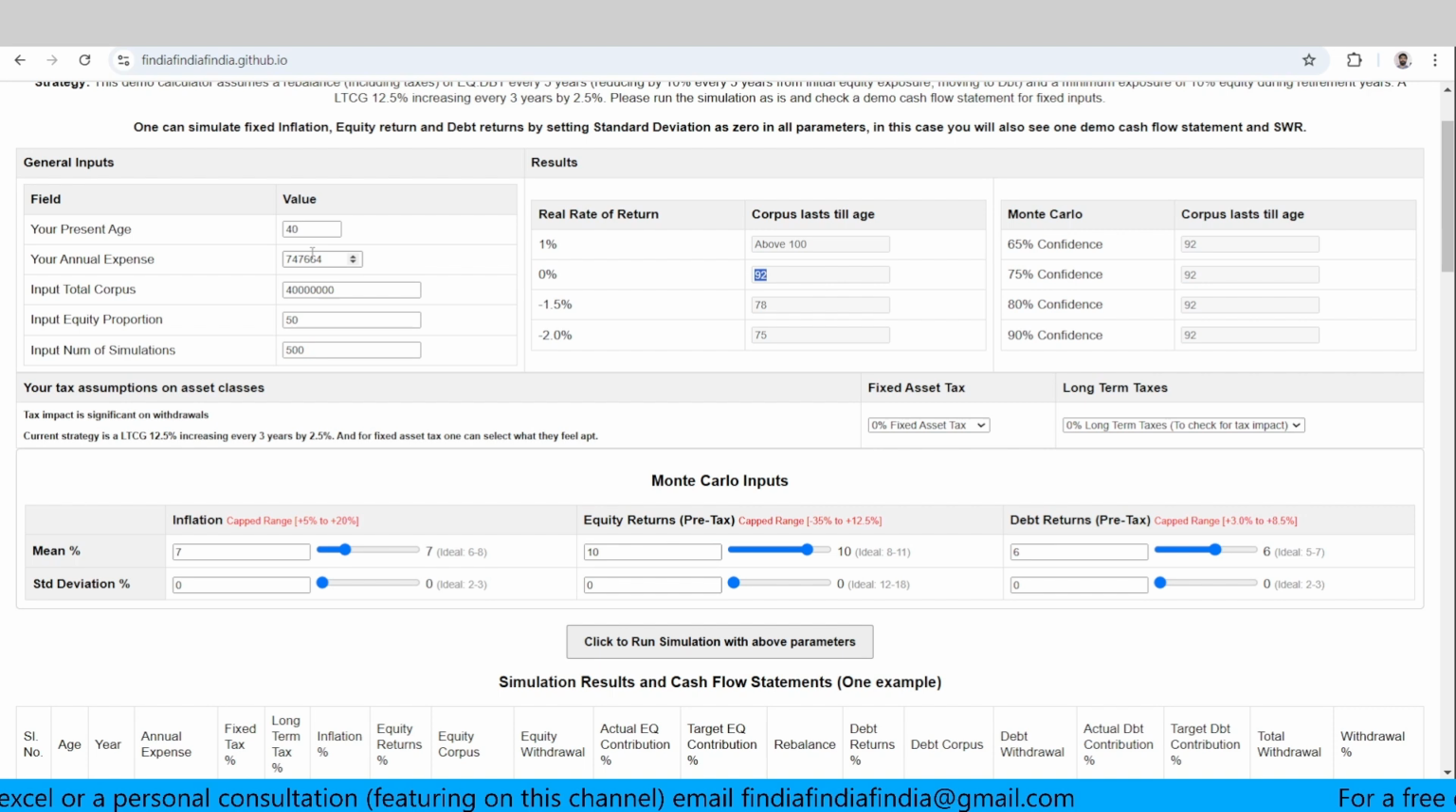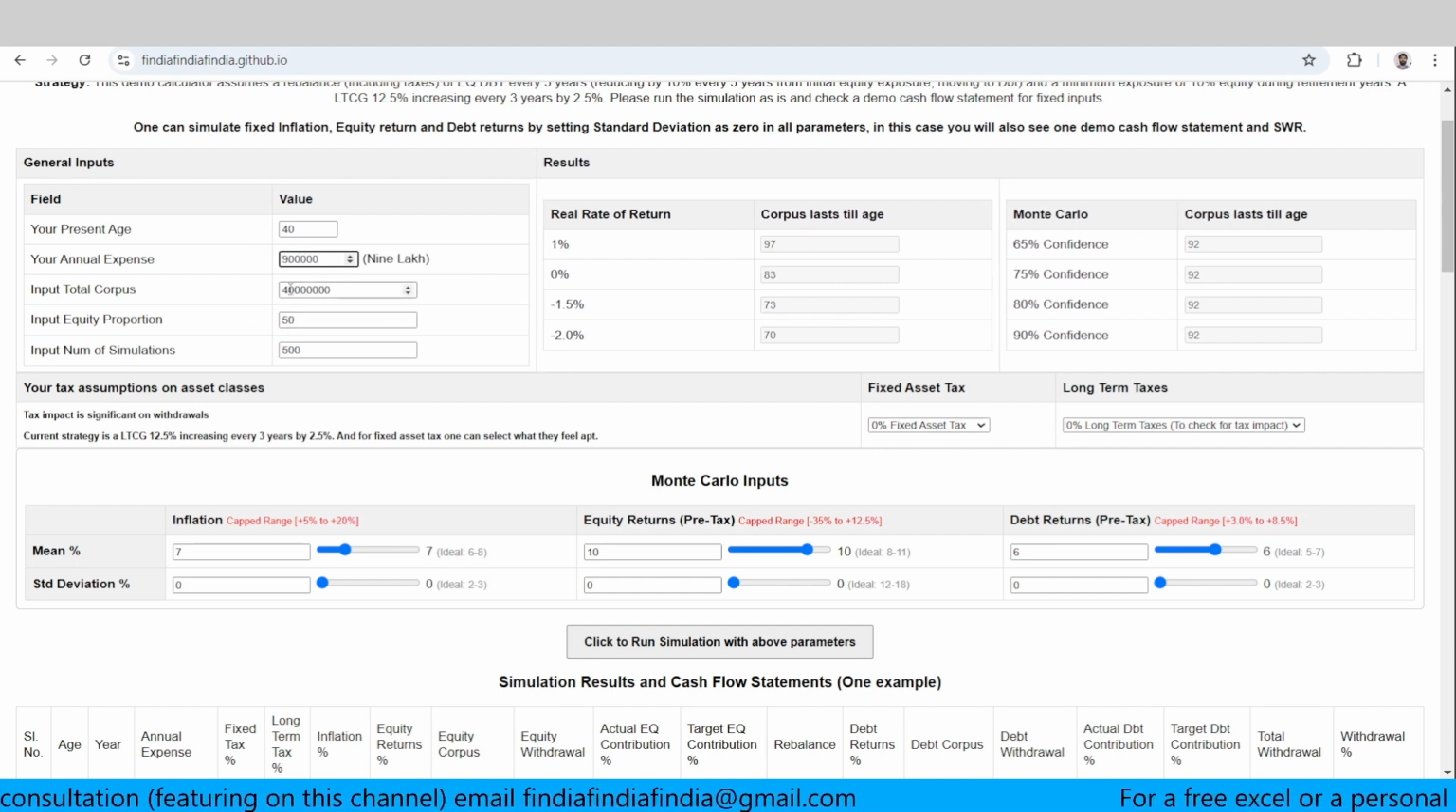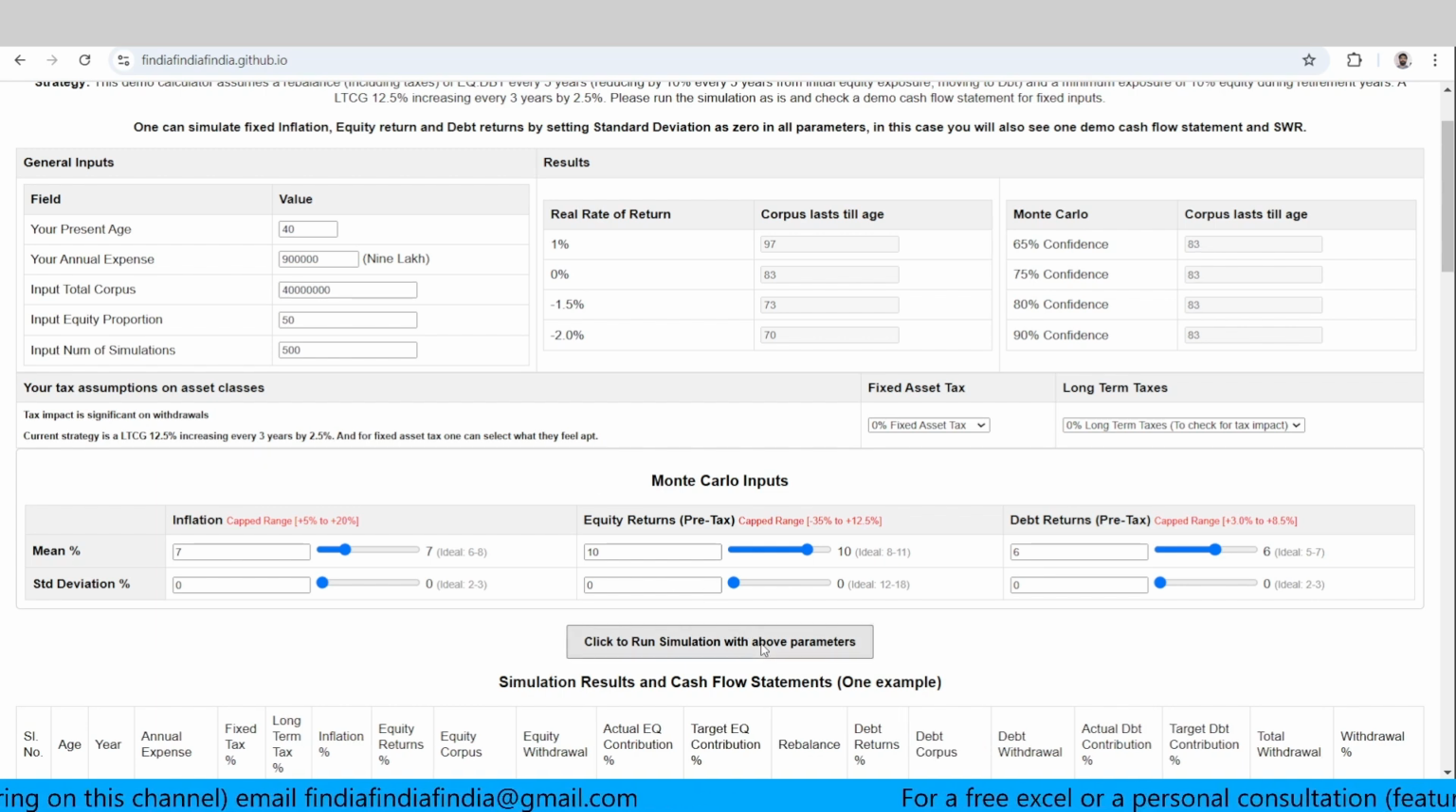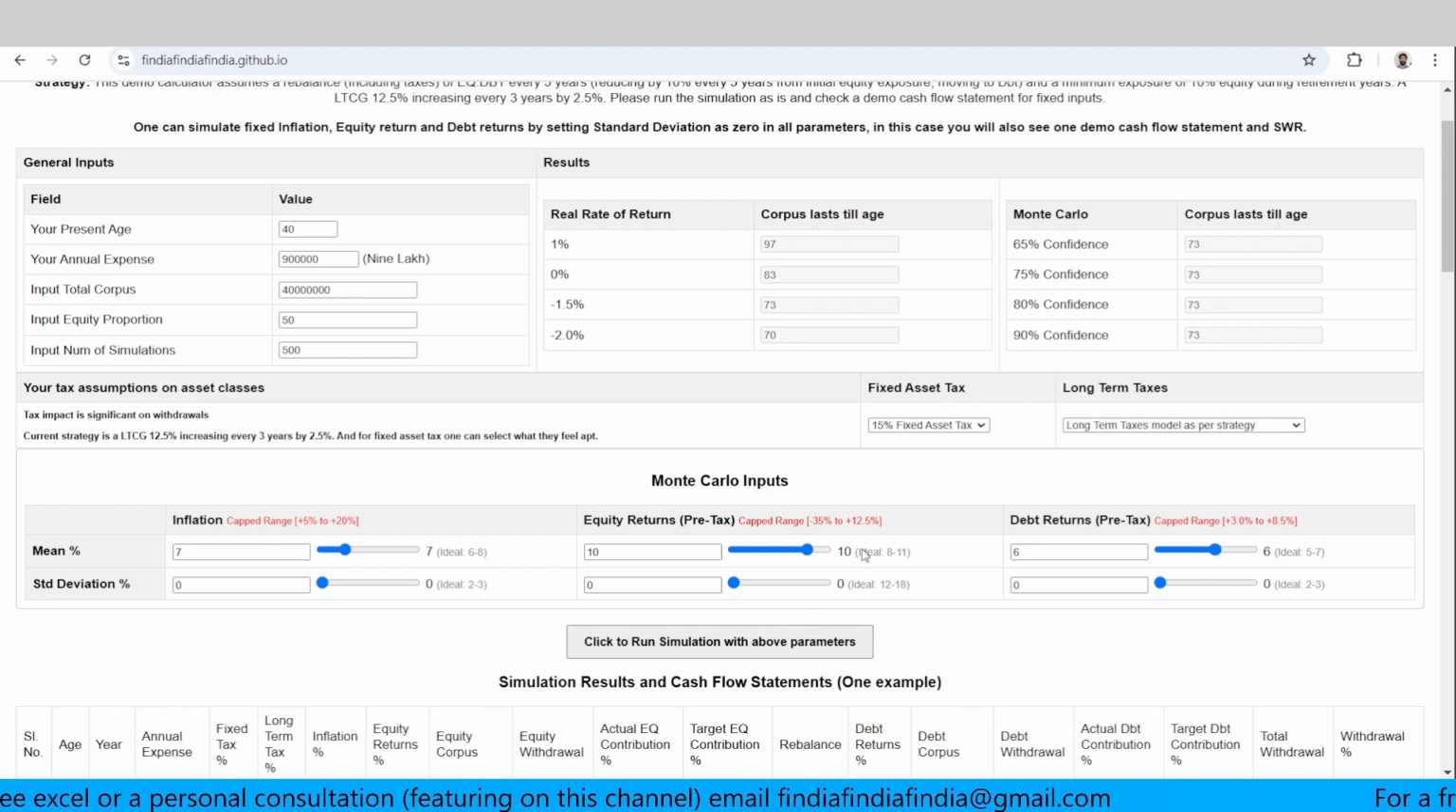If I am spending 9 lakhs annually, and I have a corpus of 4 crore as an example, and I run this simulation, what I get is 83 years as an example, and this 83 years is similar to the 0% RRR because I have taken 0% tax. Now, with the same inputs, if I take a 15% tax and a long-term tax as per strategy of 12.5% and I run the simulation, that 83 years becomes 73 years.